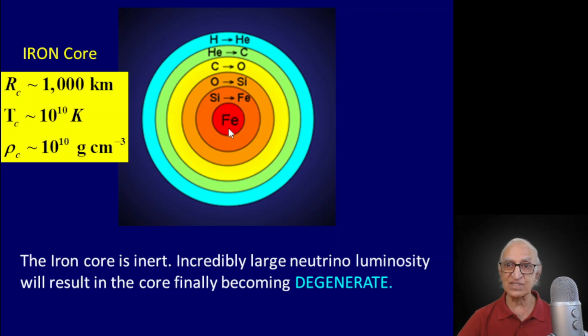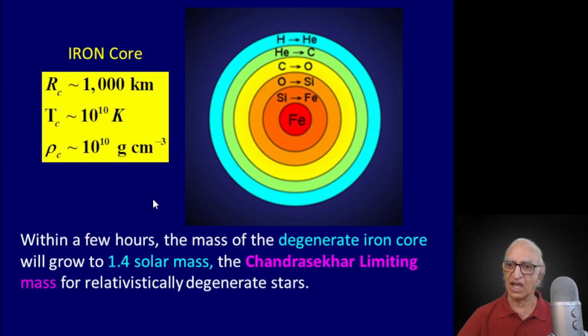Now, this iron core is inert because there is no energy generation due to fusion reaction. The very large luminosity of neutrinos will make sure the core will become degenerate. And when, in a few hours, the mass of this degenerate iron core will grow to this magical mass of 1.4 solar mass, which is known as the Chandrasekhar limiting mass for relativistically degenerate stars.